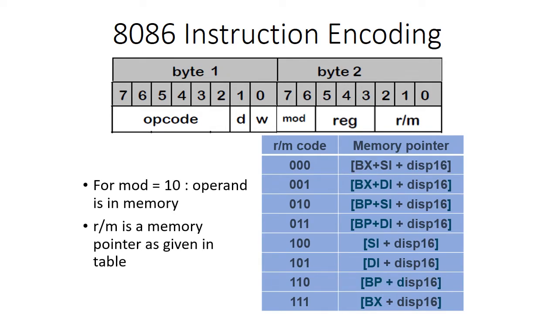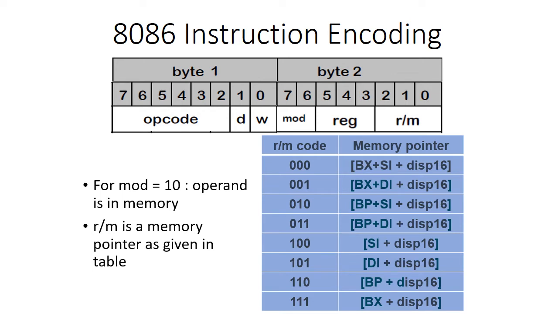For the case mode field equals 10, the patterns 000 through to 011 in the RM field specify base index addressing with displacement for the operand. The patterns 100 and 101 specify index addressing with the displacement for the operand. The patterns 110 and 111 specify based addressing with displacement for the operand. The base and index registers are as shown in the table for each of the patterns.